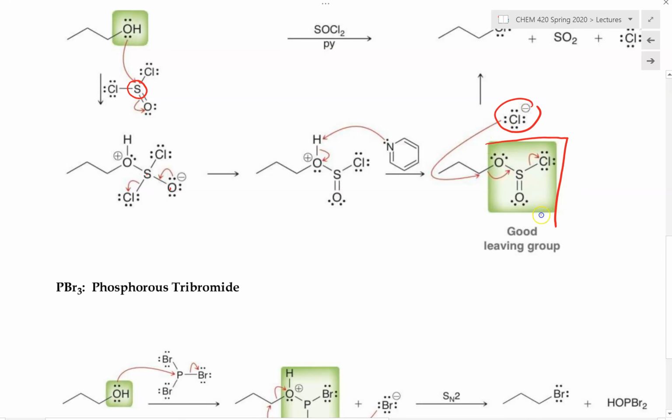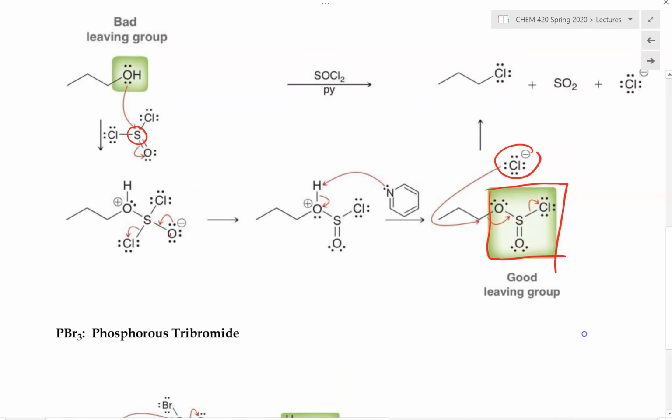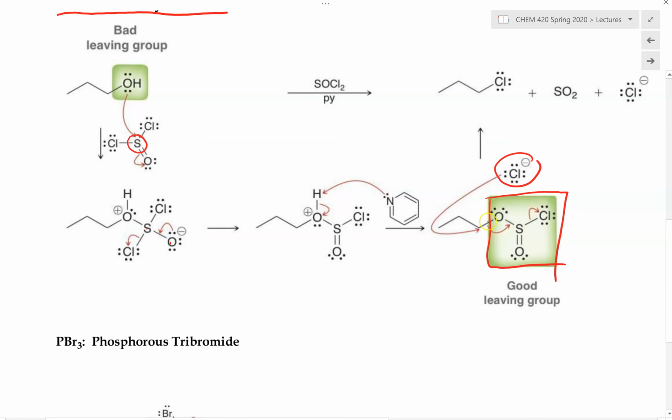Once we have produced this intermediate, this entire group has now become a good leaving group. And the reason why it is a good leaving group is as follows. If we imagine this bond being broken, the electrons going to this oxygen would then be able to donate the electrons to this sulfur to form a resonance structure. It can also kick off this chloride to make this completely fall off, and now form SO2, which is a gas, and also this chloride anion. Because the chloride, when it falls off, is a good stable molecule, that's one of the driving forces that pushes this reaction forward.